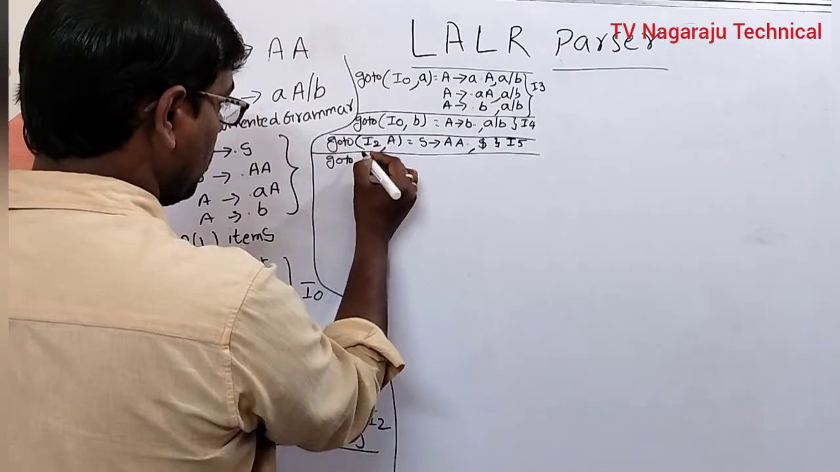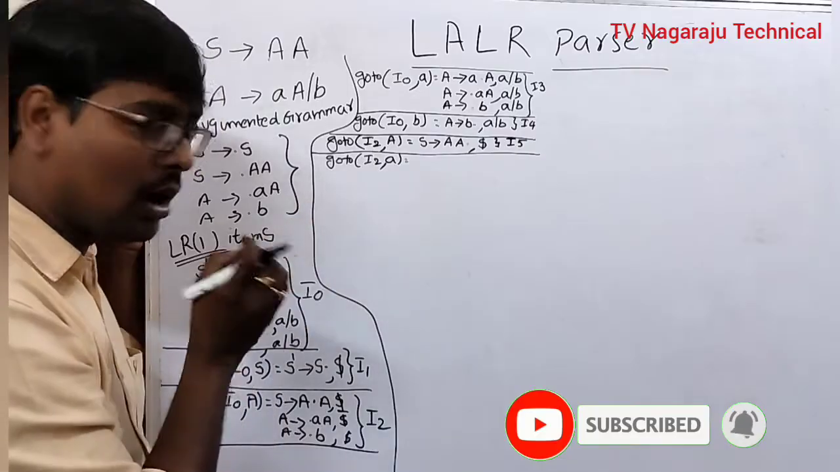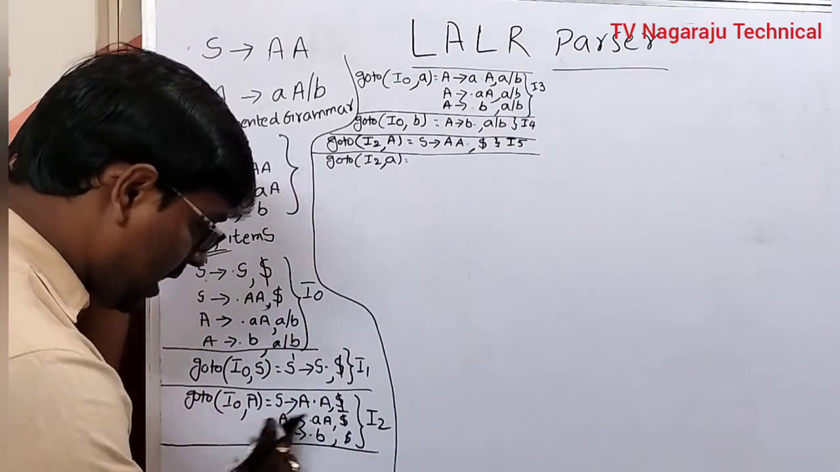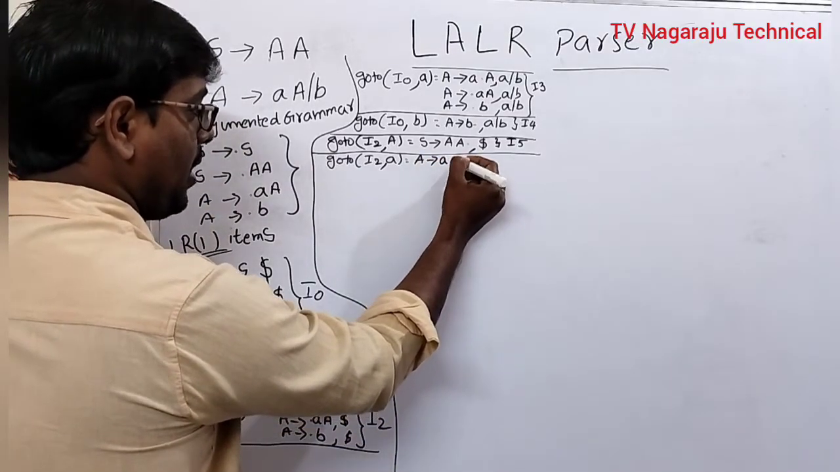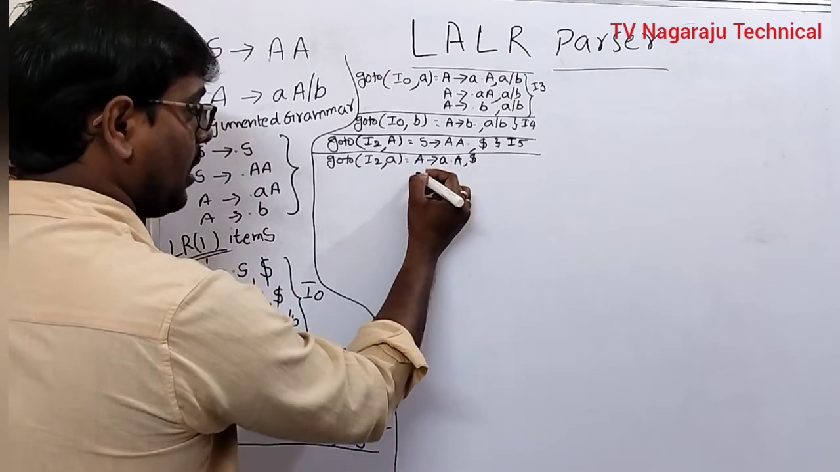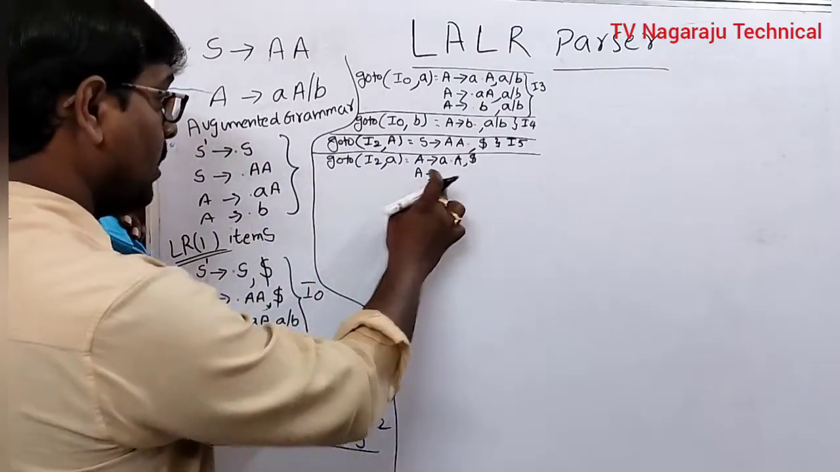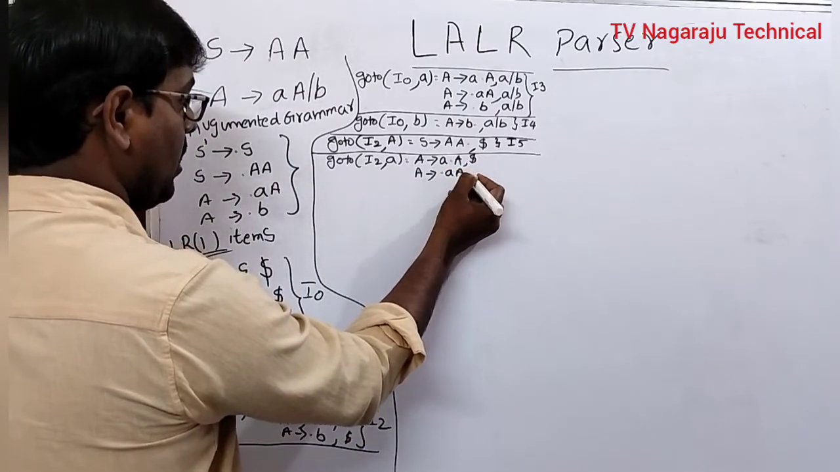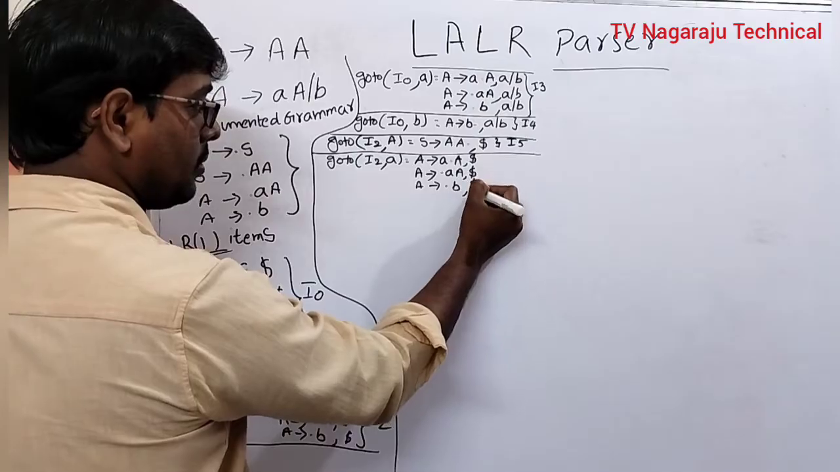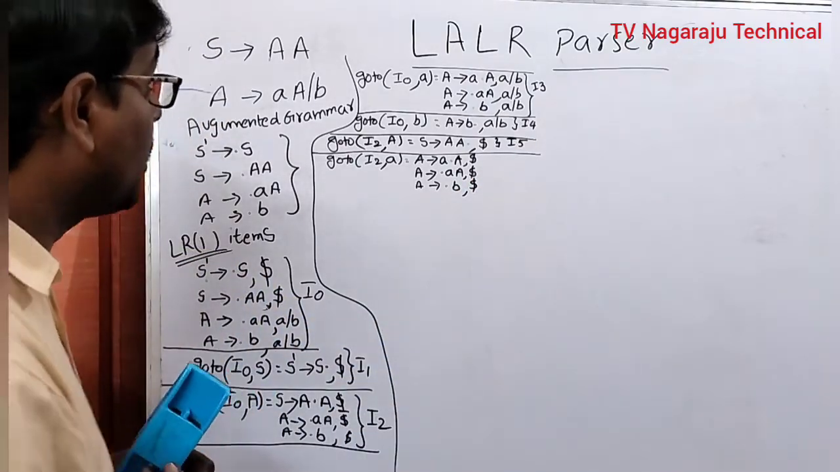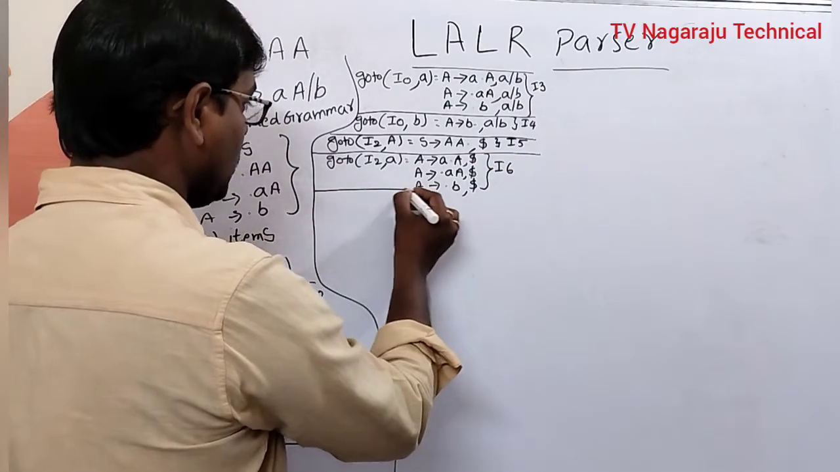Go to I2 on small a. So what happens? A tends to A dot A, comma dollar. Write down the productions of A. So the productions of A are again dot A, A tends to dot b. Here these two are written with dollar. Assume this is the production I6.